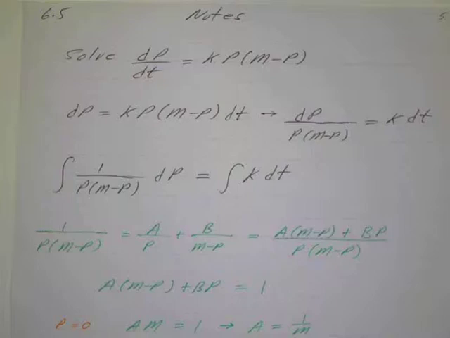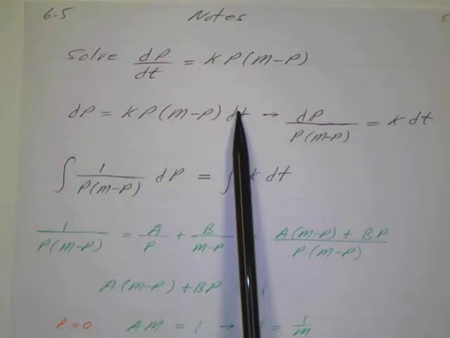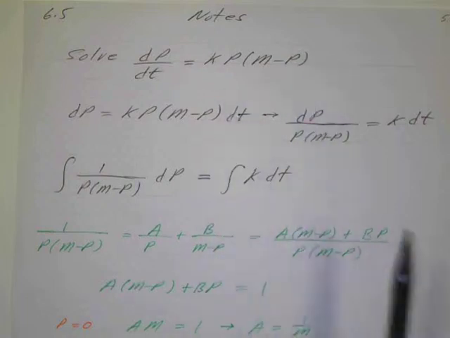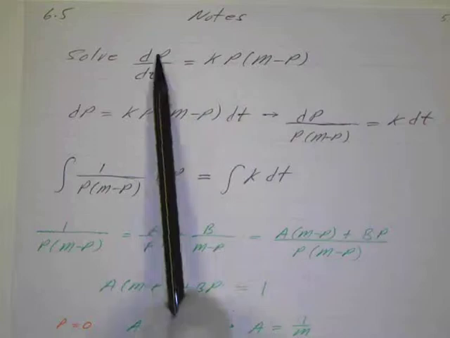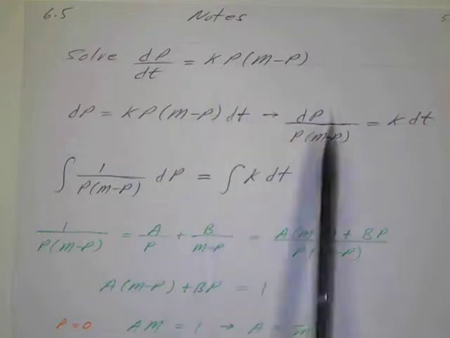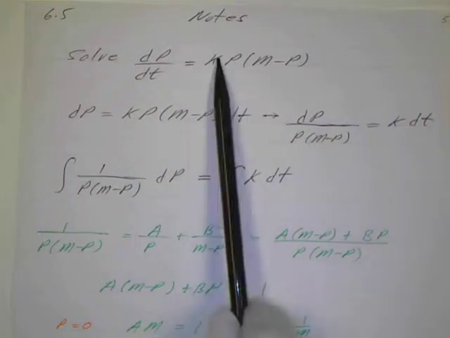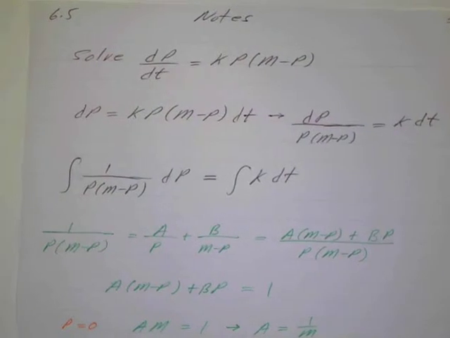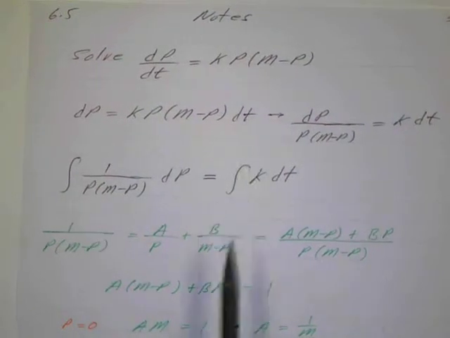So if we want to solve this, we know dp/dt, we can move the dt up to the top, and then we can separate the variables some more. I can put with the dp the p(M minus p) over here and keep the k with the dt. That's a constant, so there's no problem there. And then I'll just take the antiderivative of both sides.